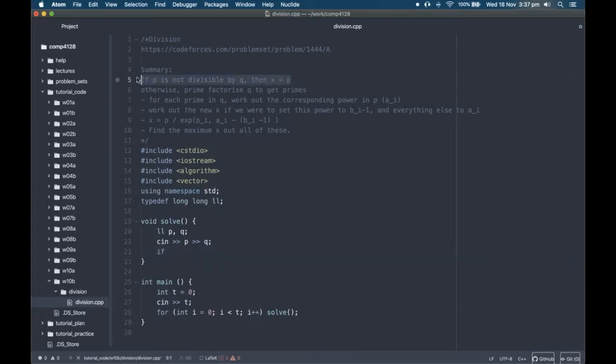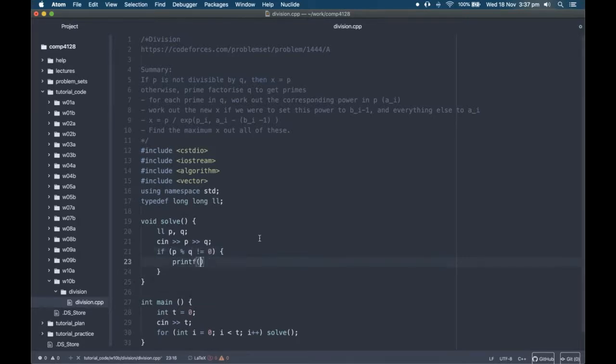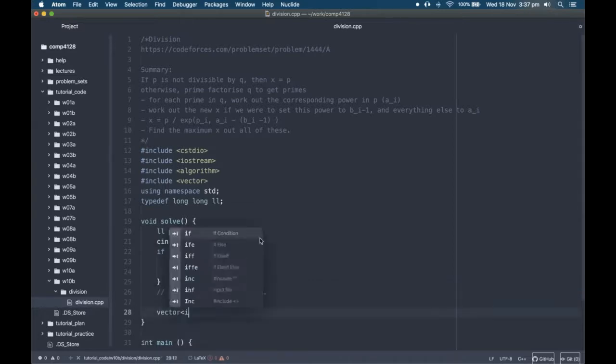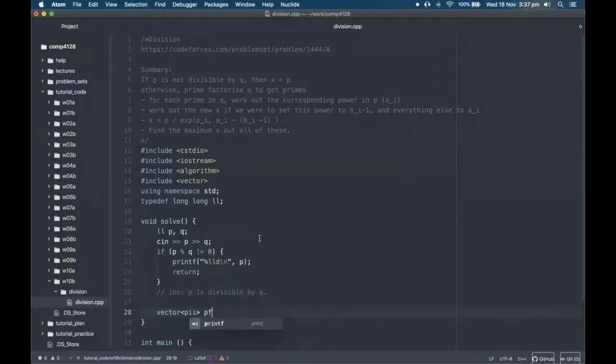Right at the beginning, we can deal with this very easy case right off the bat. If p is not divisible by q, then x equals p. We can check non-divisibility just by checking that the modulo doesn't equal 0. If it doesn't, then we can just print out p and return from this function. We're done. Now, if we ever reach this line of code, then we know that p is divisible by q. And so just get the prime factorization of q.